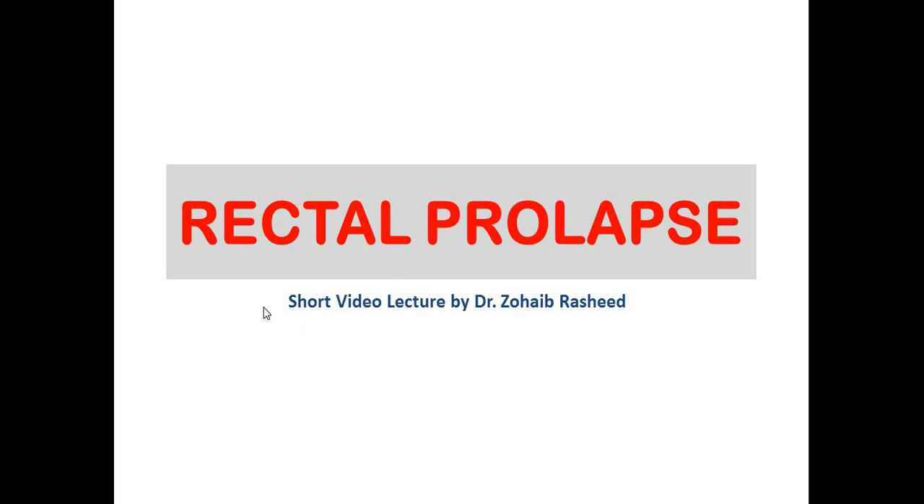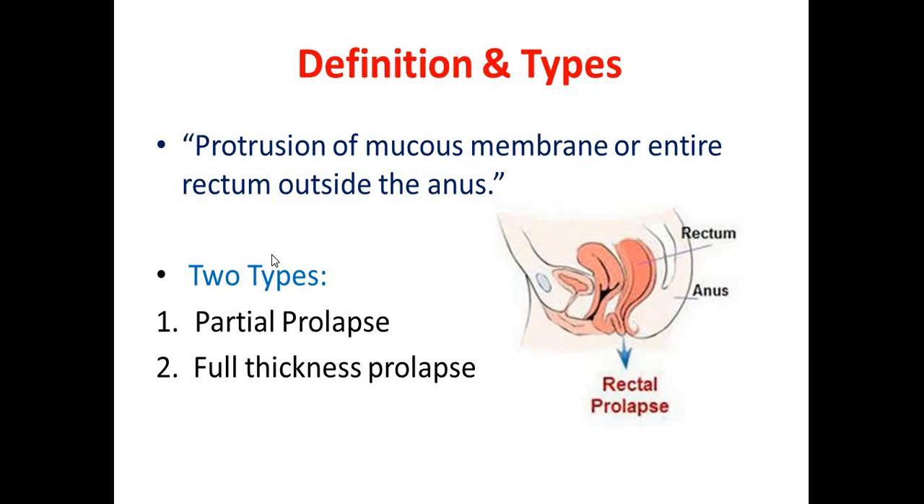Here is the definition of rectal prolapse. Rectal prolapse is actually the protrusion of mucous membrane or entire rectum outside the anus. Here in this diagram, you can see that this mucous membrane of the rectum is coming out of the anus.